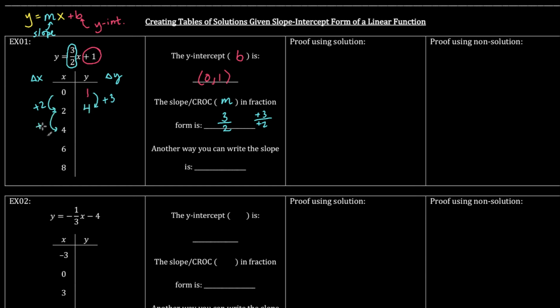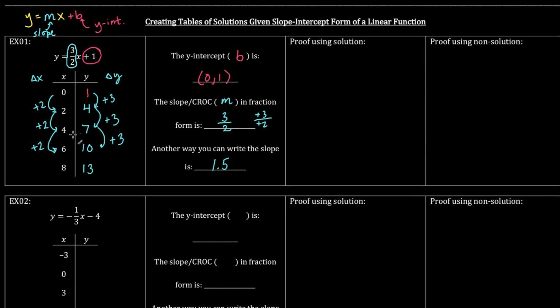And when we go up 2 again, it increases by 3 again, so we get 7. We're still going up by 2, and we increase by 3 again, so that's 10. And then again, 2 and then 3, so this is 13. Another way of writing that is 3 over 2, or 3 divided by 2, which is 1.5. Now, we are going to prove that these solutions go with this equation.